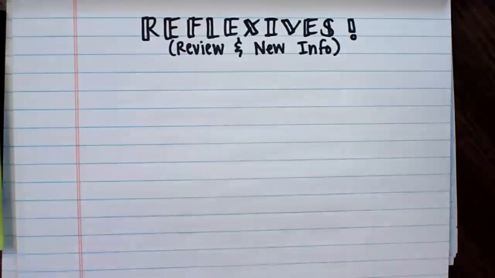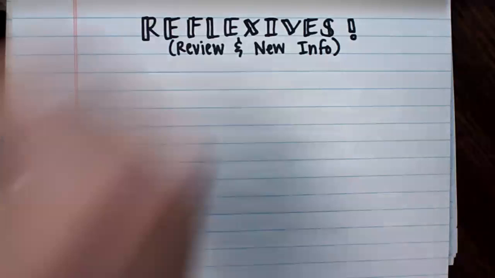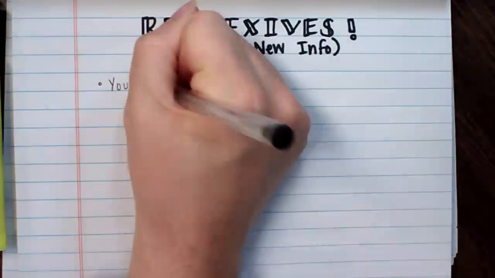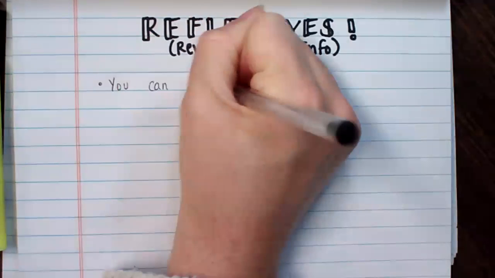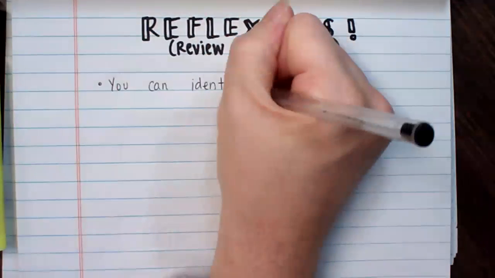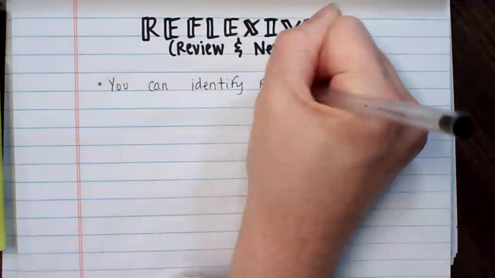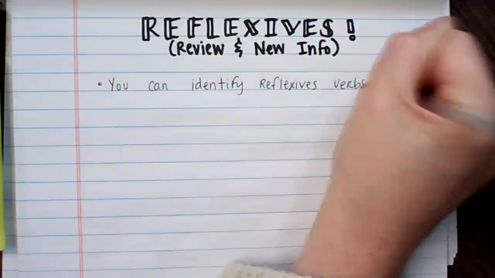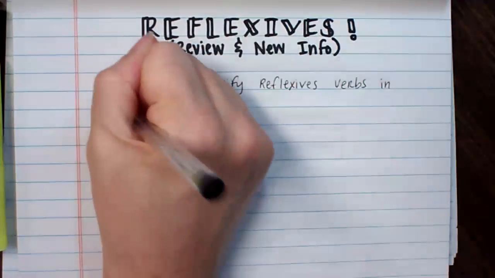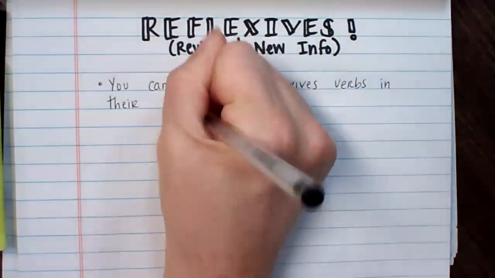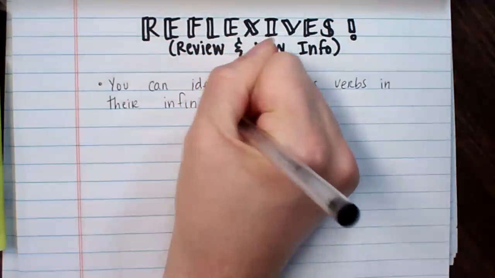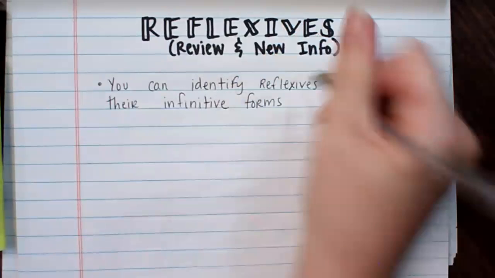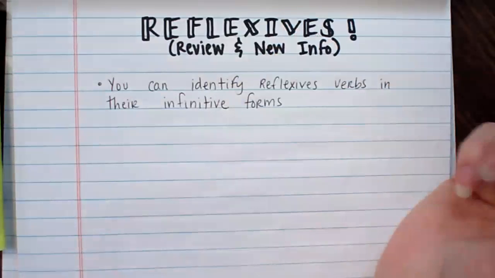So the first thing we are going to look at is how you can identify reflexive verbs in their infinitive form quite easily. The big thing you are going to look for is that they are going to end in se.